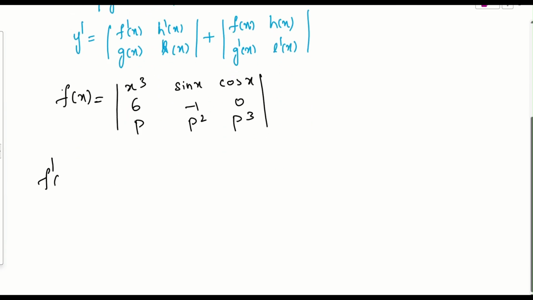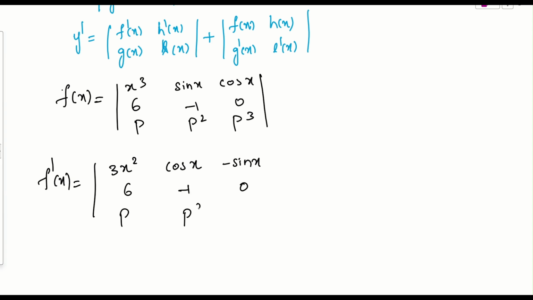So let us do f dash of x. Means what? First row derivative. What is the derivative of x cube? That will be 3x square. What is the derivative of sin x? That will be cos x. What is the cos x derivative? Minus sin x. Is it okay? Yes. So the second row will be as it is. We should not disturb anything. So try to write as it is.